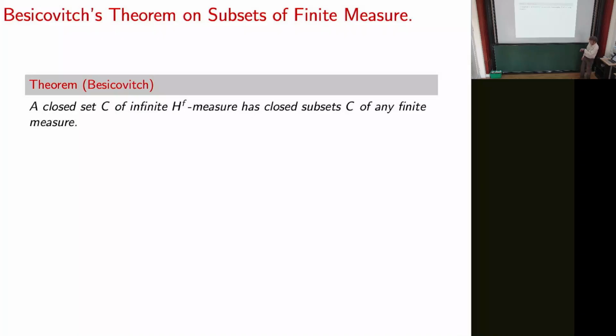Okay, then the second thing is this theorem of Besicovitch, which is that a closed subset C of infinite HF measure has closed subsets C of any finite measure. Okay, so I use C in 2 different ways, but we do that all the time. Okay, so you can restrict yourself.